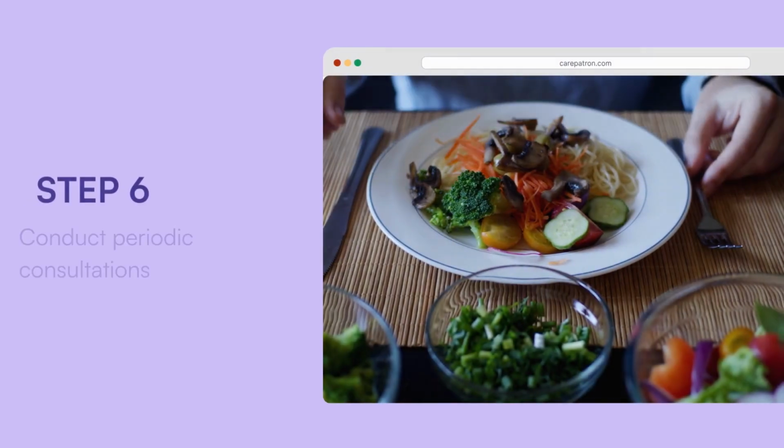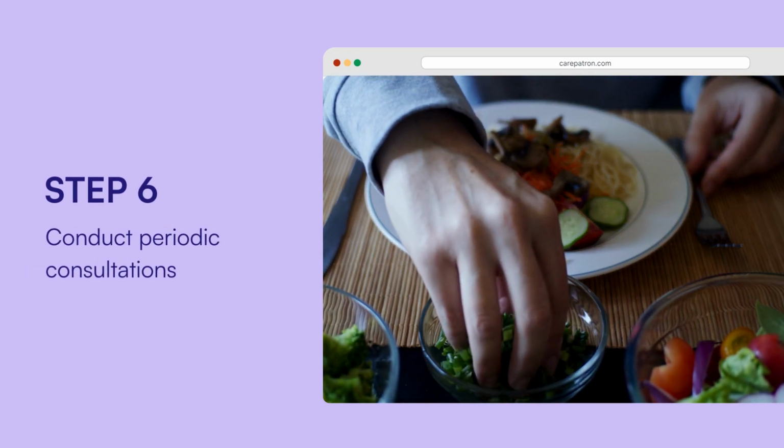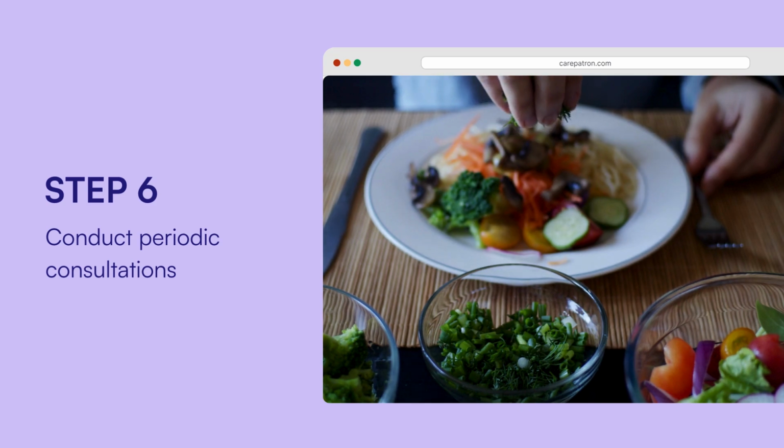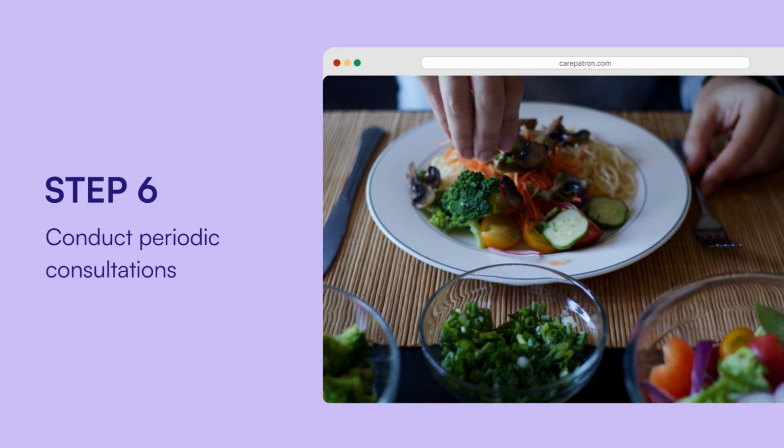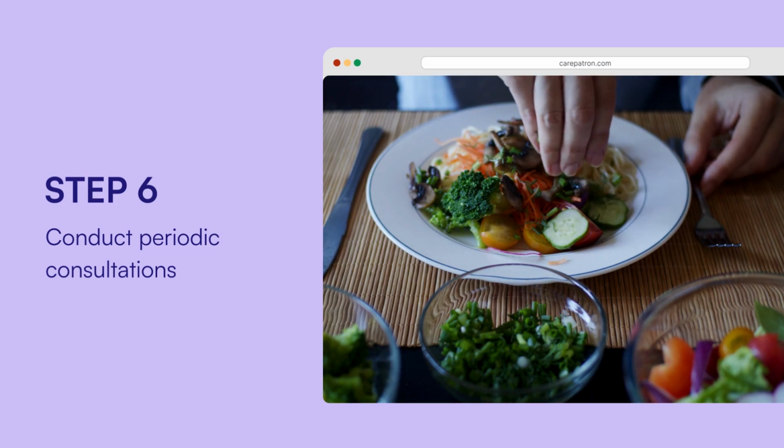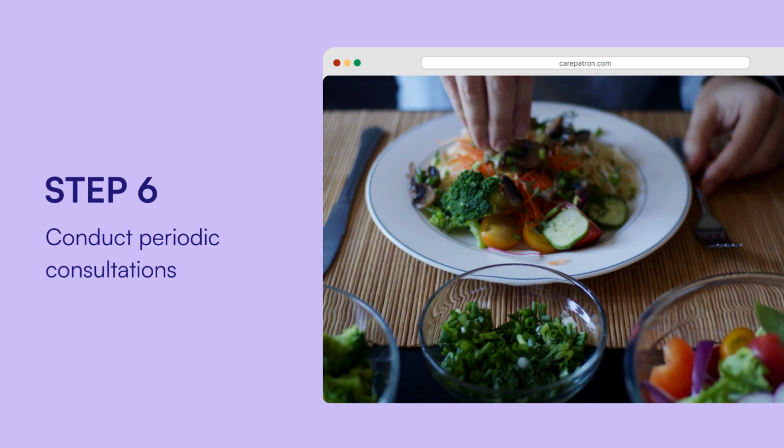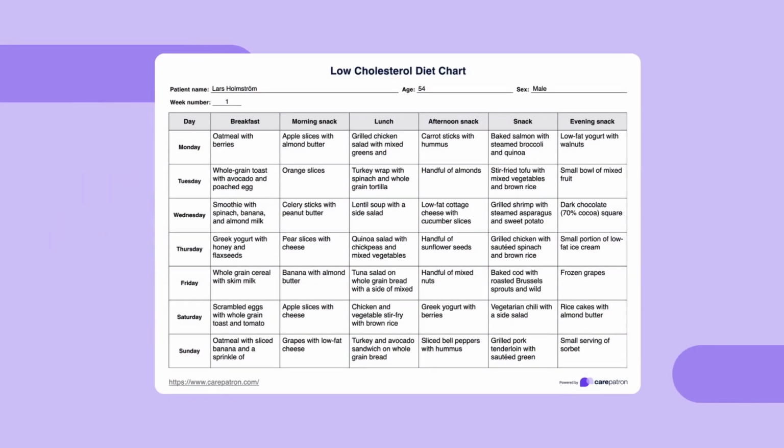Conduct periodic consultations. Regular follow-ups are crucial. Encourage patients to bring their completed diet charts to consultations. This allows you to provide feedback, celebrate their success, and suggest improvements. Here is a sample of our diet chart to give you an idea of how you would use it in your practice.